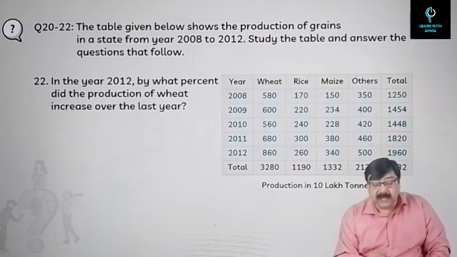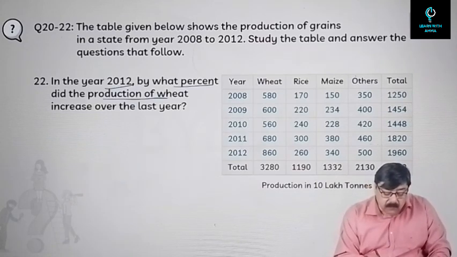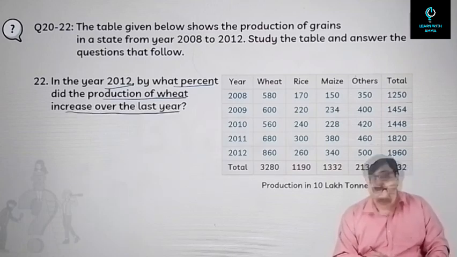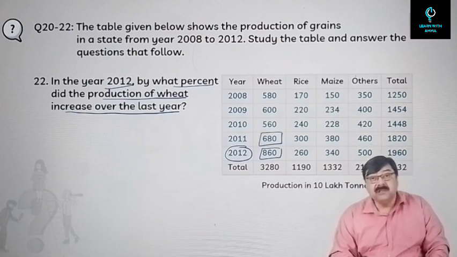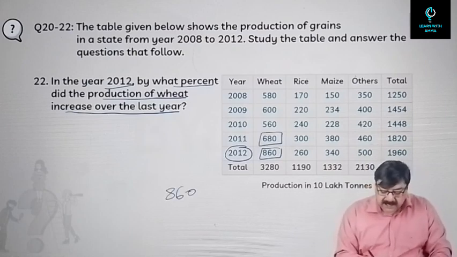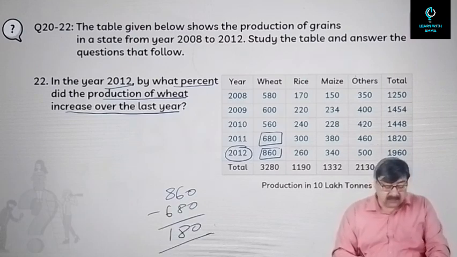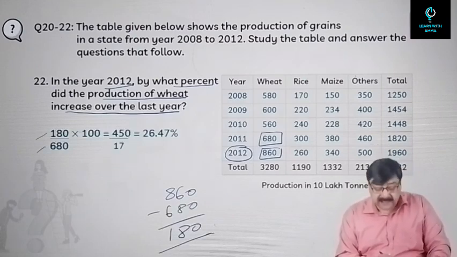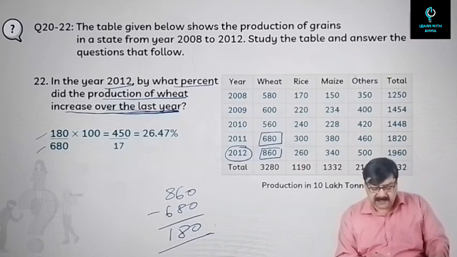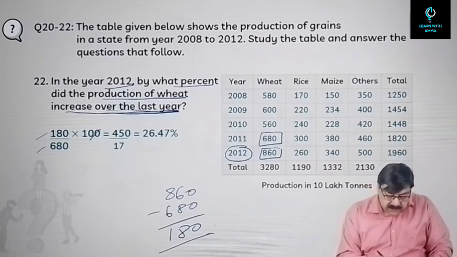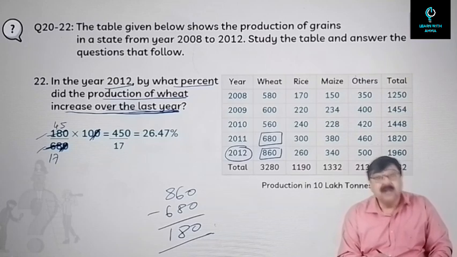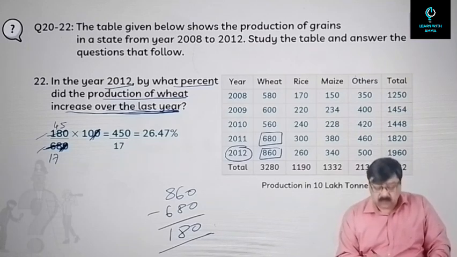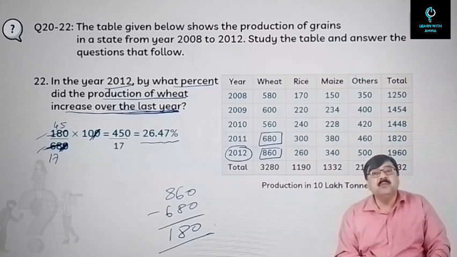In the year 2012, by what percent did the production of wheat increase over the last year? Let's go to 2012. And wheat, 860. Over the last year, the production was 680. So 860 minus 680 should be 180 here. So 180, and the previous year was 680. So over the last year only the increase or decrease is taken, into 100. So zeros cancel here. 4 into 17 is 68. And here 4 4s are 16, 4 5s are 20. So 450 by 17 is what we get, which works out to be 26.47%.